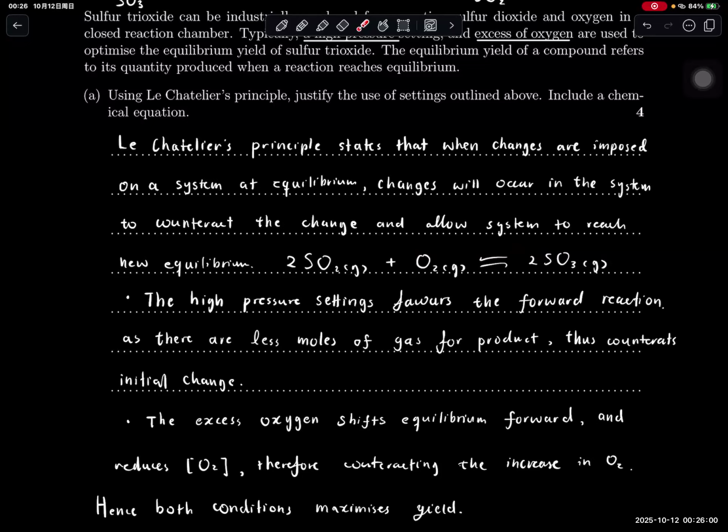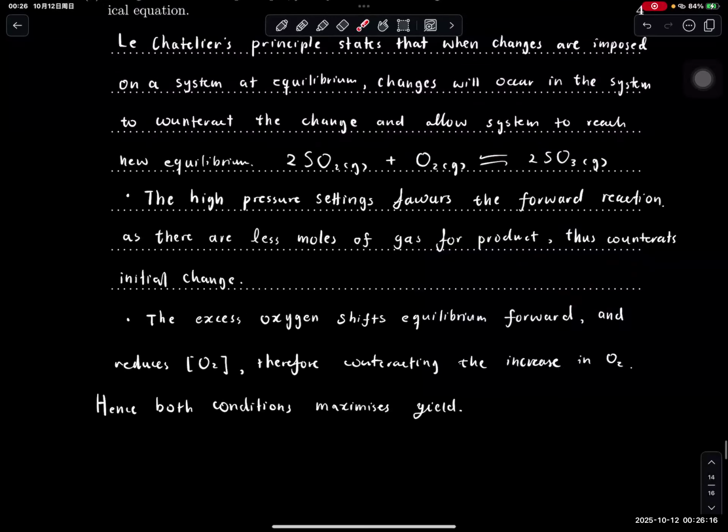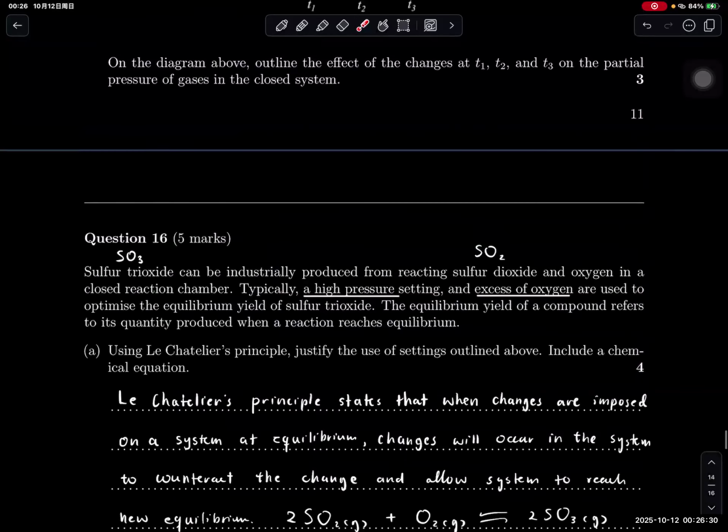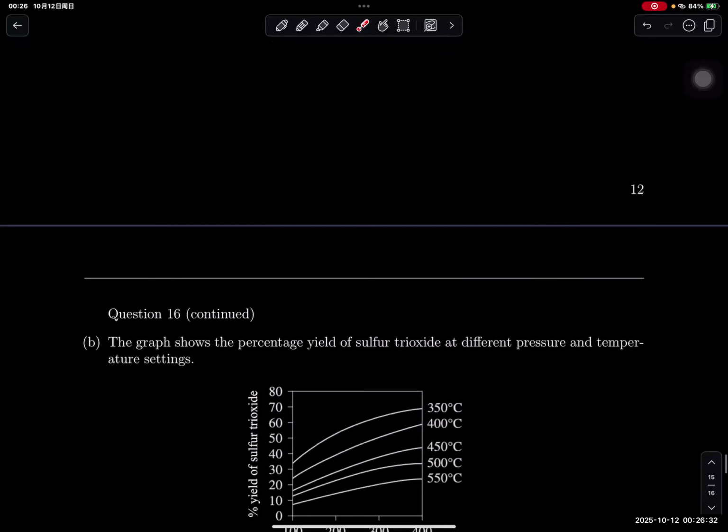But then you can also use excess oxygen. Excess oxygen is kind of free, just in the air, right? So if you're the boss of the company, you don't have to pay a lot of cost to use oxygen. So use excess oxygen to shift the equilibrium forward, which reduces the oxygen concentration, minimizing it due to the shift. And students are going to ask about part B, so let's talk about it.